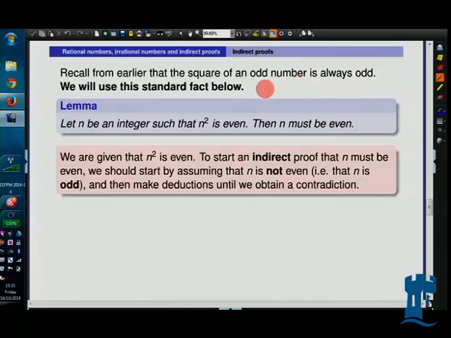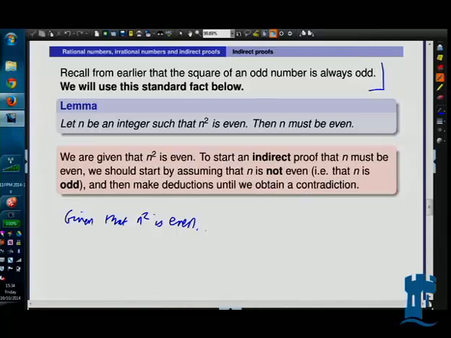We're going to use a standard fact, though, which we proved earlier, which is that the square of every odd number is odd. Okay? So we're going to use this. We're not proving that again. And now I'm going to prove this lemma. Let n be an integer so that n squared is even. I'm going to prove that n must be even. Okay? So we're given that n squared is even. Right? That's our information.